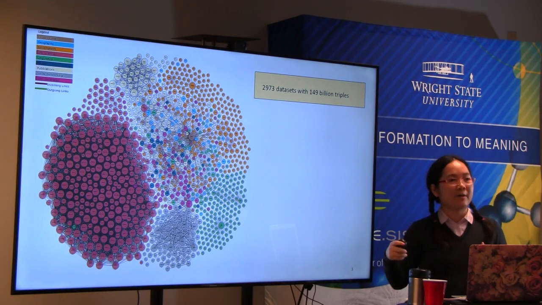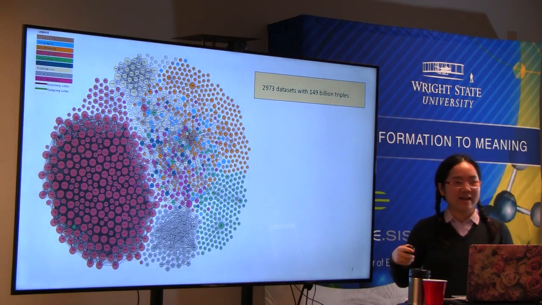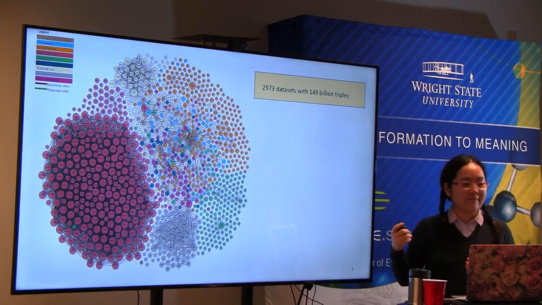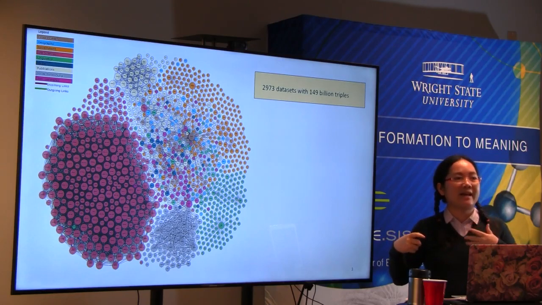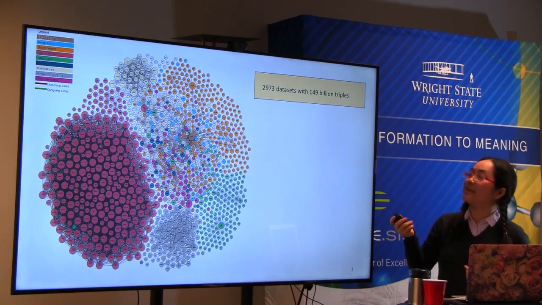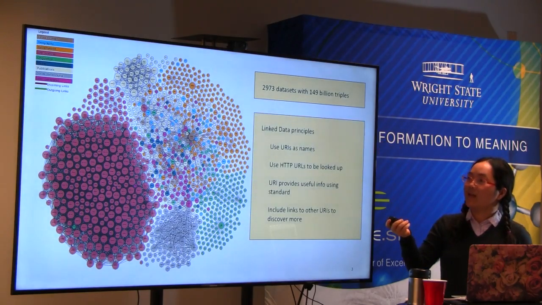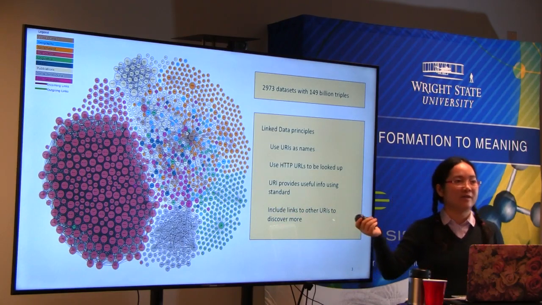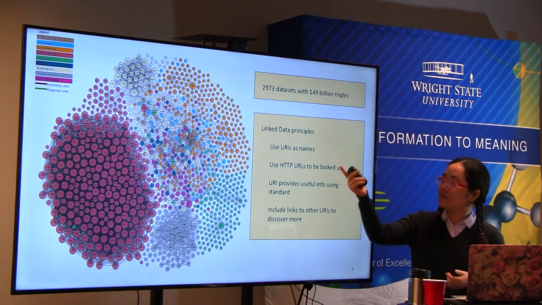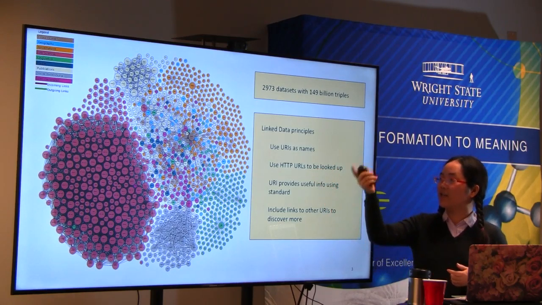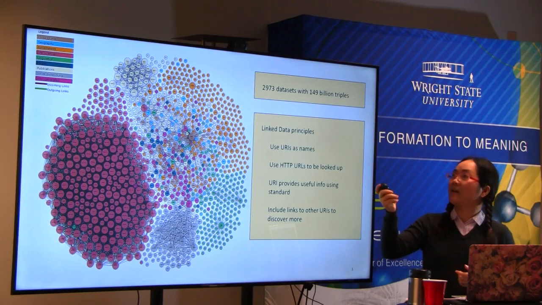But many of them contain errors. This took nearly 3,000 data sets, only counting the ones that can be queried. And the number of tuples is 149 billion. In order to publish data into linked data, you have to follow the principles, like each entity must be referenced by URIs and so on.